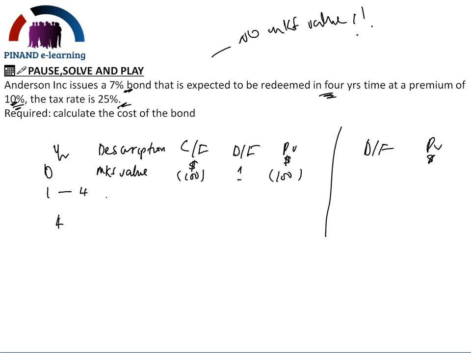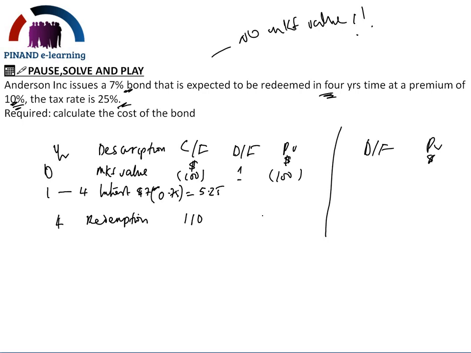Now we said the interest is 7%. That's $7. So the interest is $7. Now the tax rate is 25%. If you do 1 minus t on that, that's 1 minus 0.25, which gives you 0.75. And that will come to 5.25. Redemption: it's redeemed at a premium, so it will be 110.